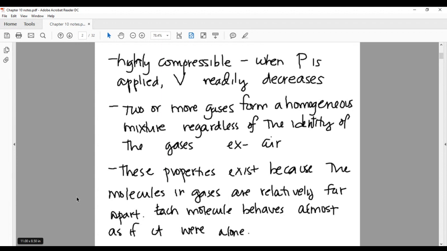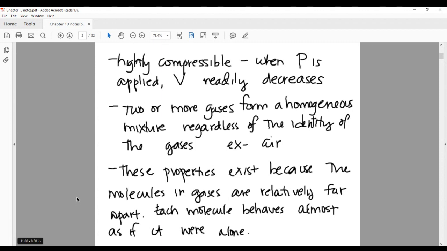Remember when we looked at our lab when we made emulsions? Remember we were mixing oil and vinegar and trying to find something that would allow them to mix. Sometimes we can form homogeneous mixtures with liquids, but not always. However, with gases, this always happens. They are going to form a homogeneous mixture.